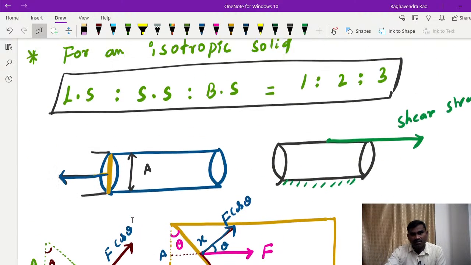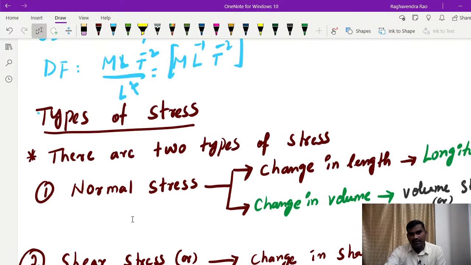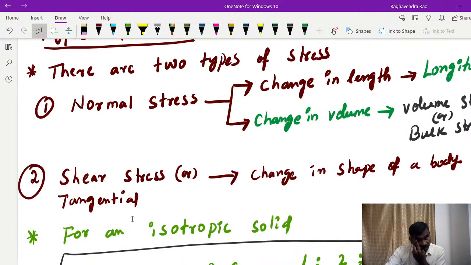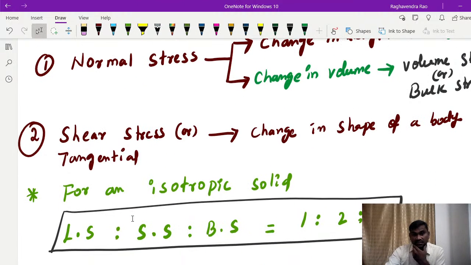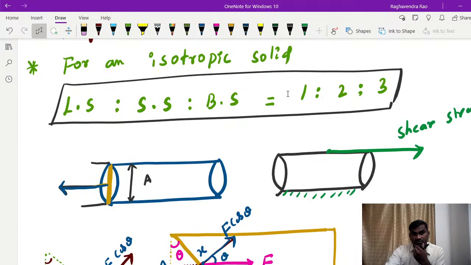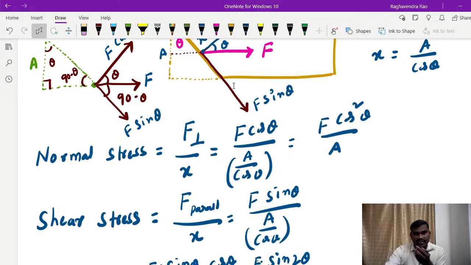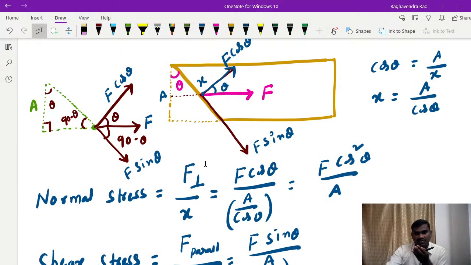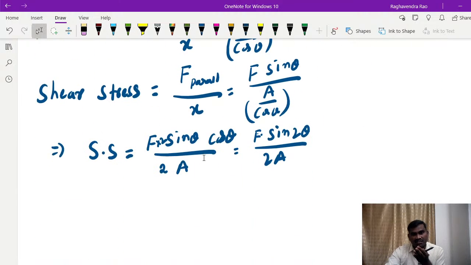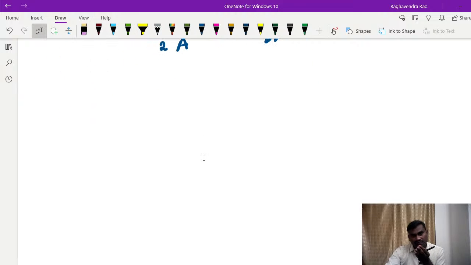Okay, this is about stress and its different types. There are two types of stress, normal stress and shear stress. So for isotropic solids, stress ratios will be like this. In the case of slant area of cross section, we can take normal stress and shear stress like this.